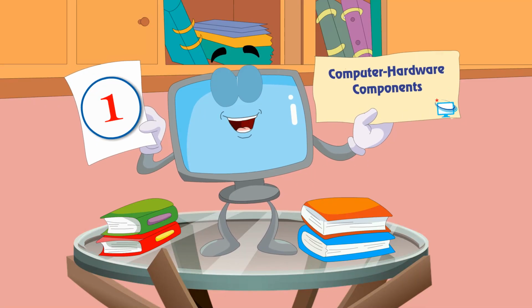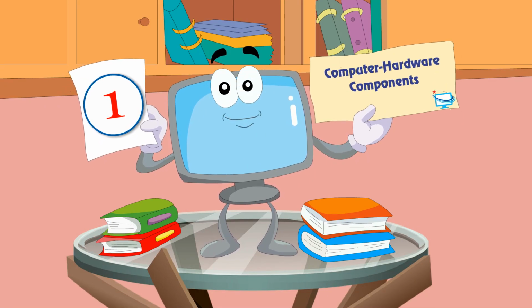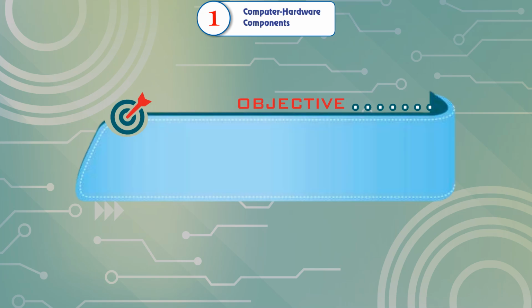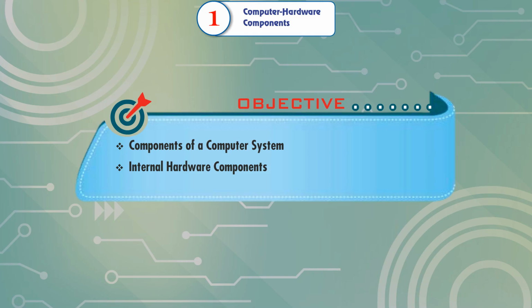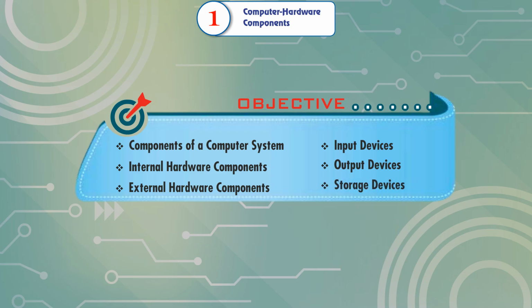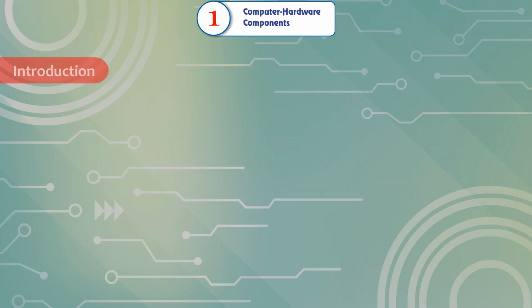Chapter 1: Computer Hardware Components. Objective: Components of a computer system. Internal hardware components. External hardware components. Input devices. Output devices. Storage devices.